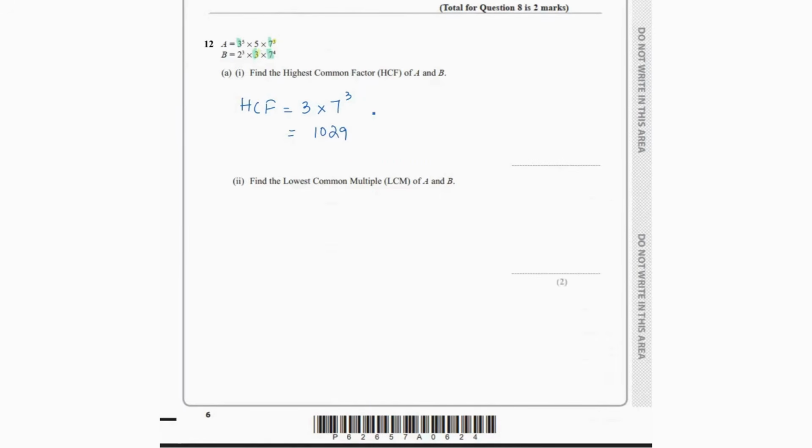If you want to leave it as 3 times 7 cube, you can also do that, because the question hasn't specified the format that they want the answer in. So both ways can work in this case. Then find the lowest common multiple of A and B.